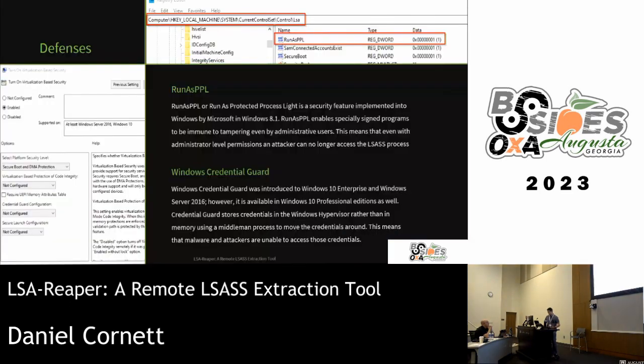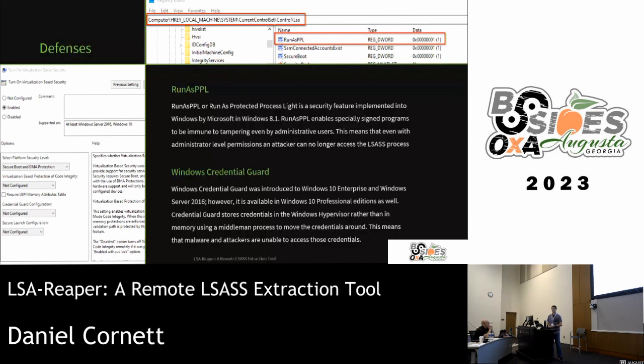But up next, we have some defenses for this. So by default, Windows does give you 2 really good avenues for protecting against this kind of attack. The first one being Run as PPL. This is a registry key that you can create within your registry that will put the LSASS process into a protected state. So it stands for Run as Protected Process Lite.